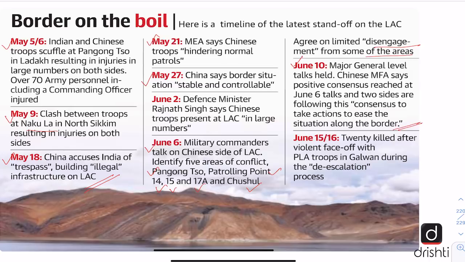So what happened on June 15 and 16 was very unfortunate, and it was not on the expected lines, as both sides were expecting that after these talks disengagement will take place and the situation will return to normal in some time. And this kind of violence resulting in so many deaths on both sides has happened after 45 years on LAC. The last such incident had happened in 1975 at a place called Tulungla in Arunachal Pradesh, where 4 Assam Rifle soldiers were martyred when they were attacked by the Chinese forces.